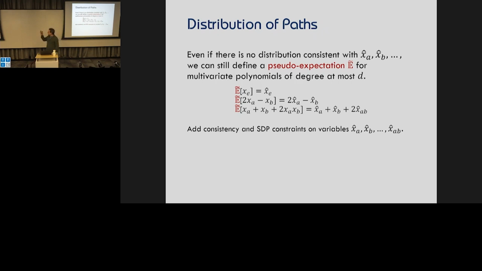And moreover, if we have these numbers XA hat, XB hat, and so on, but there is actually no distribution consistent with them, we can still use the same formulas and define the expectations of various polynomials. But of course, in this case, this will no longer be a real expectation. This will be a pseudo expectation. So we will say that the pseudo expectation of XE is this XE hat. The pseudo expectation of 2XA minus XB is 2XA hat minus XB hat, and so on.